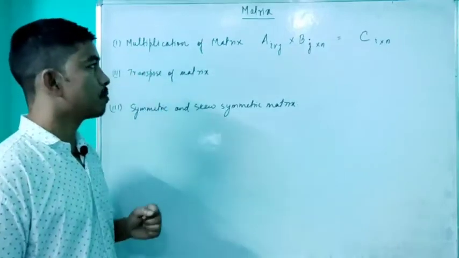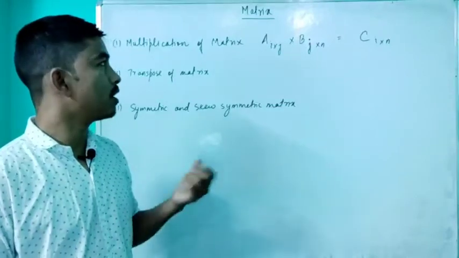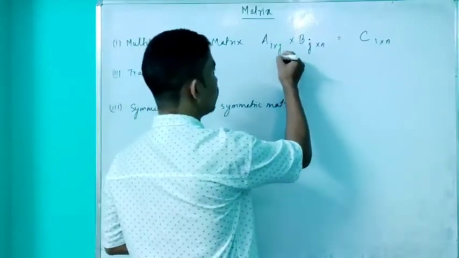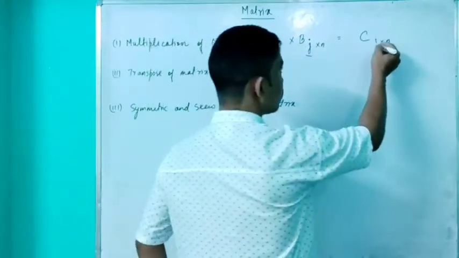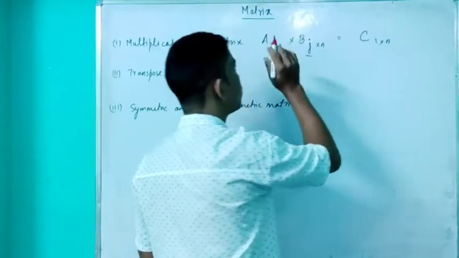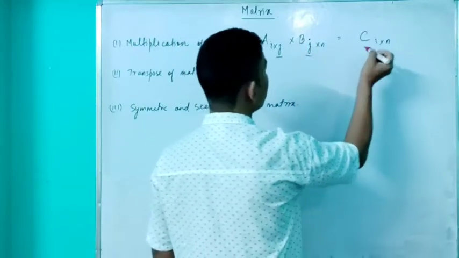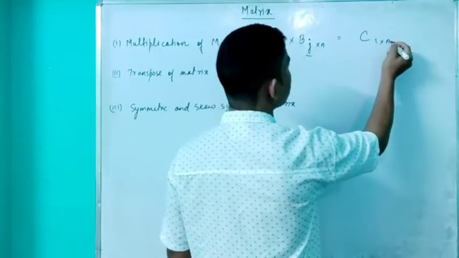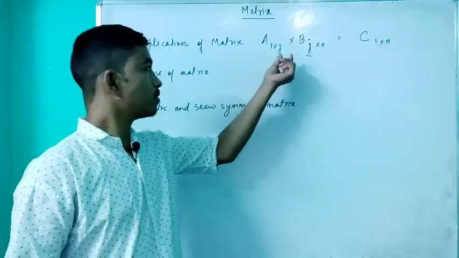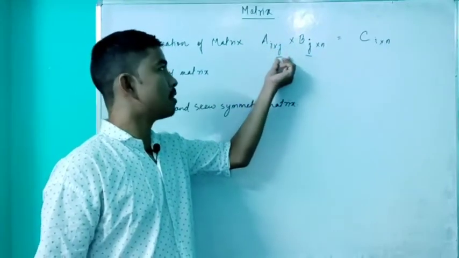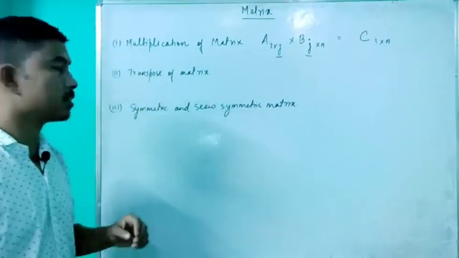So coming to matrix multiplication, which you have already learned in class 10. Two matrices can be multiplied only under one condition: when the number of columns of the first matrix is equal to the number of rows of the second matrix. The order of the matrix obtained on multiplying two matrices whose orders are i cross j and j cross n will simply be i cross n. Okay, so that is the rule for matrix multiplication. Just remember that the columns of the first matrix must be equal to the number of rows in the second matrix.